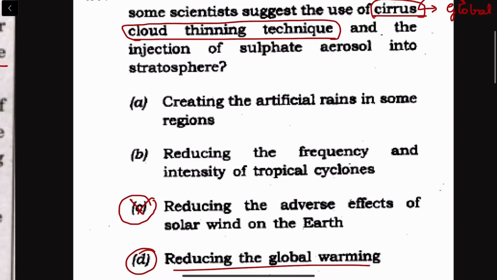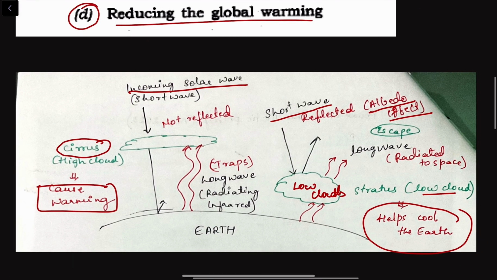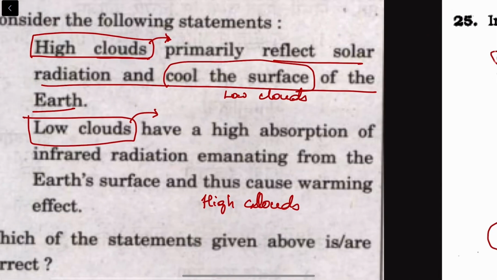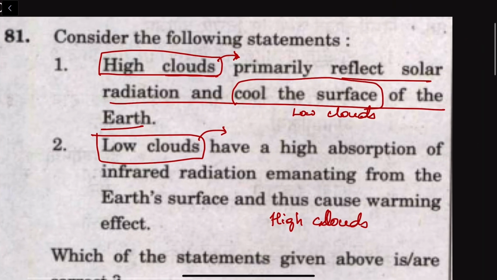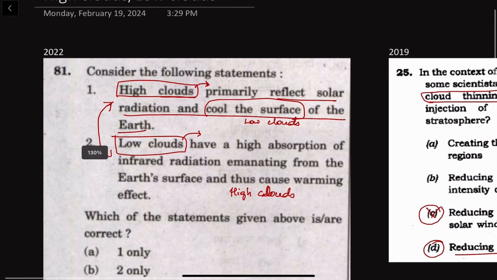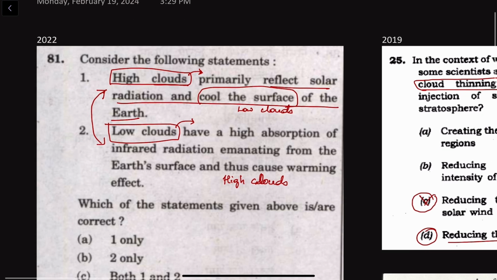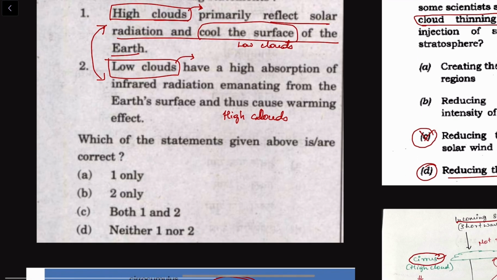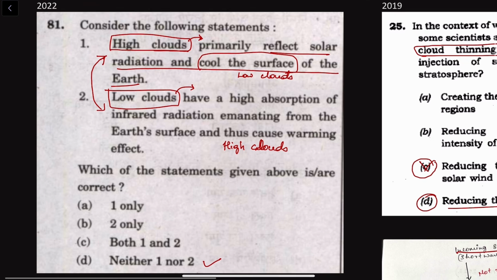When dealing with this question, we understood the differential roles of low clouds and high clouds. Low clouds help cool the earth, but high clouds, cirrus clouds, cause warming. With this understanding, we see that the statements with respect to high clouds and low clouds are interchanged. This is how the ambiguity is solved in this question, which was asked in 2022. So the right answer is neither one nor two.